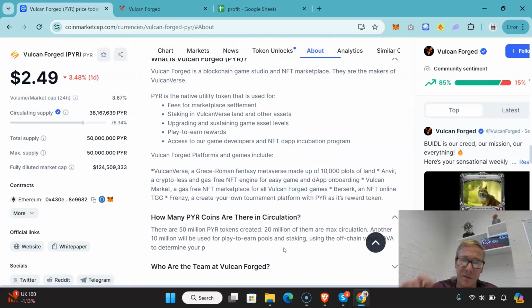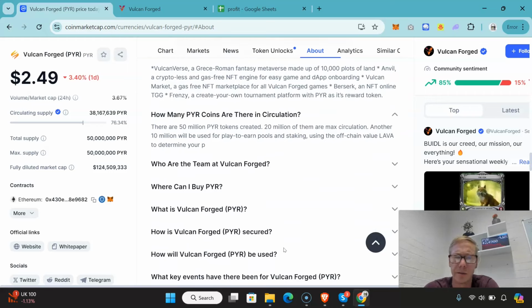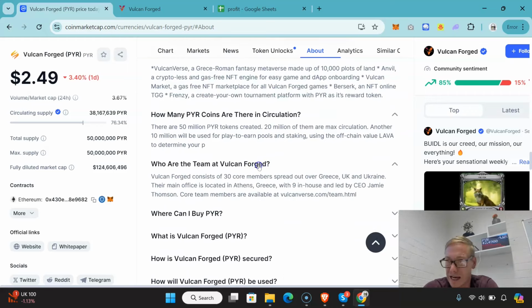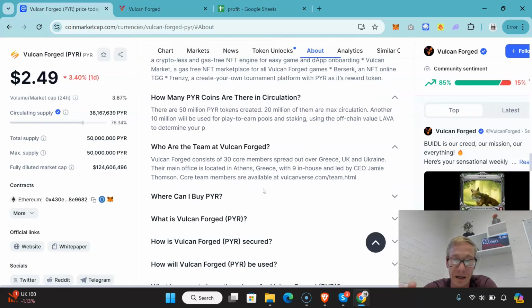There's going to be 50 million tokens. However, there's not going to be a huge dump. These tokens are small unlocks, consistently. So there isn't going to be a huge dump on everyone's heads that's going to crash the market. The team consists of 30 core members spread across multiple countries, and it's led by CEO Jamie Thompson.